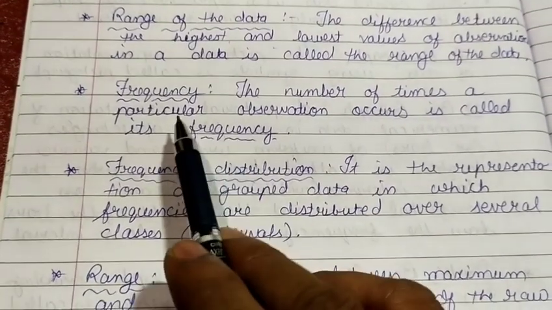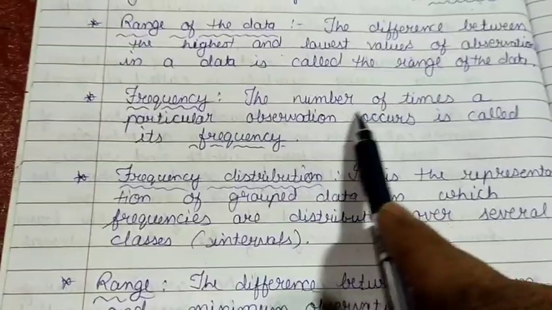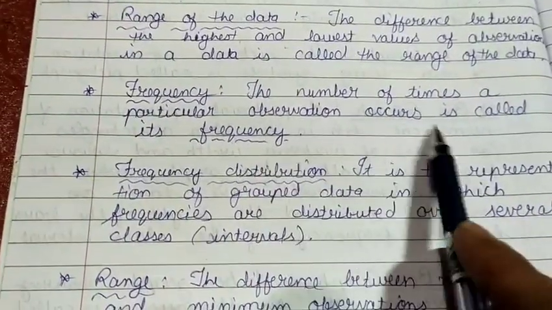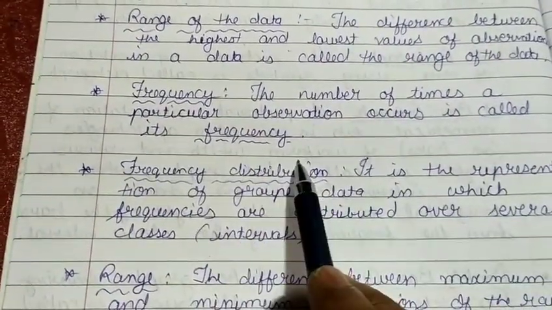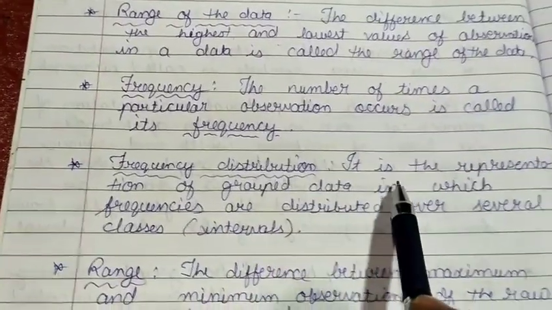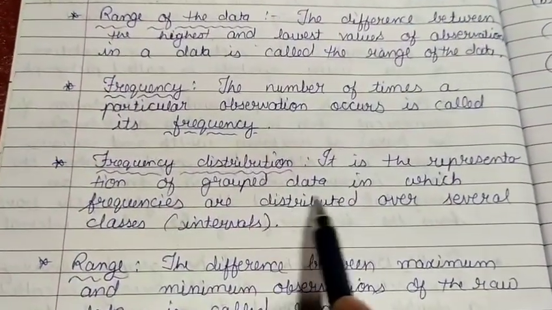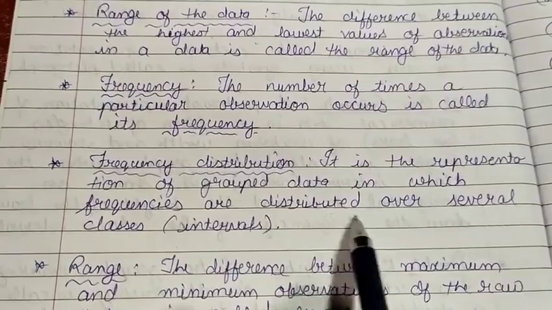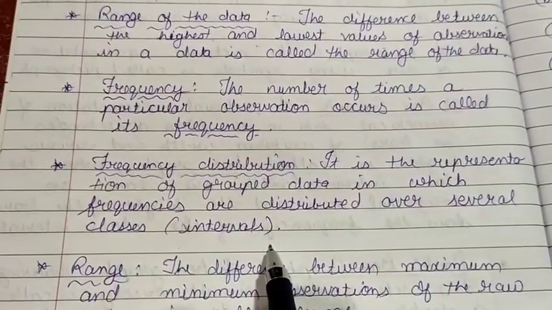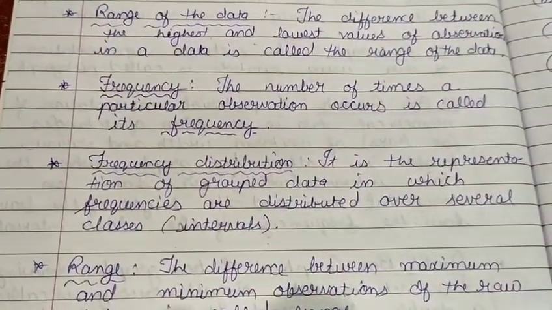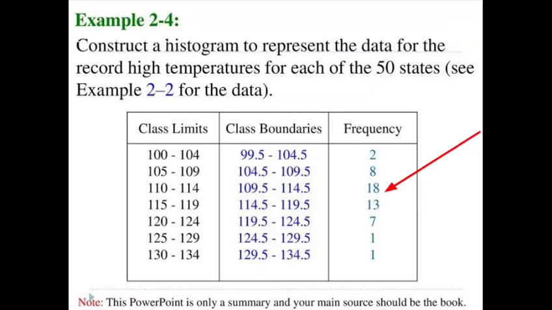Let's see the next topic, that is frequency. The number of times a particular observation occurs is called its frequency. Frequency distribution is the representation of grouped data in which frequencies are distributed over several classes. Let's see with an example. See, dear students, the last column is the frequency, in which the number of times a particular observation occurs is called its frequency.